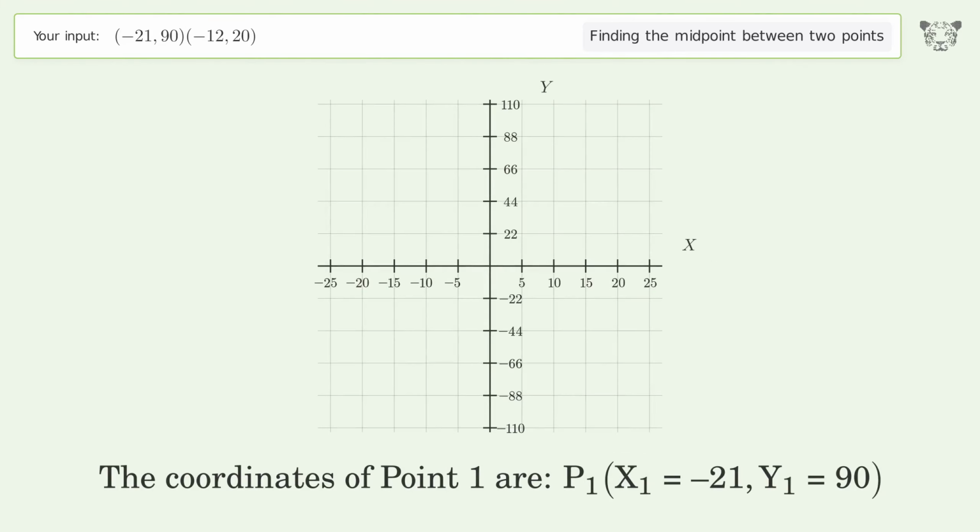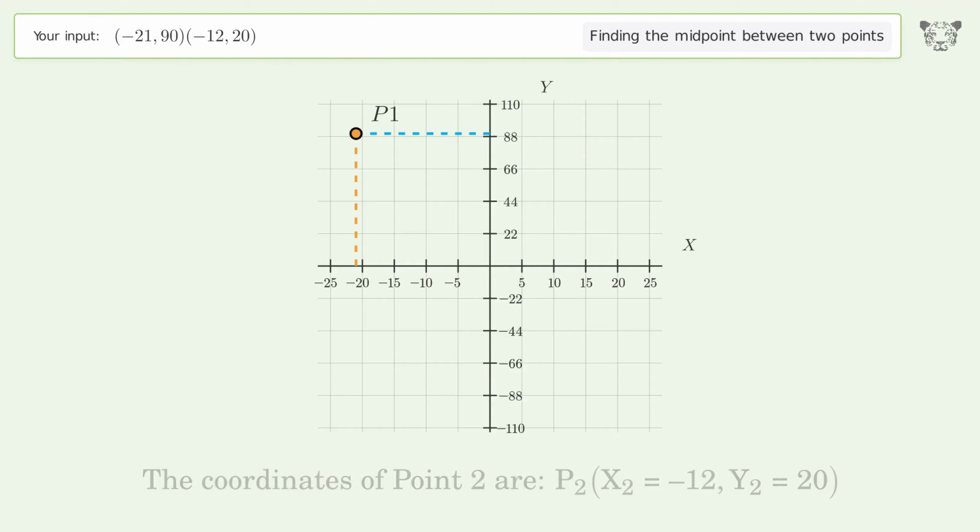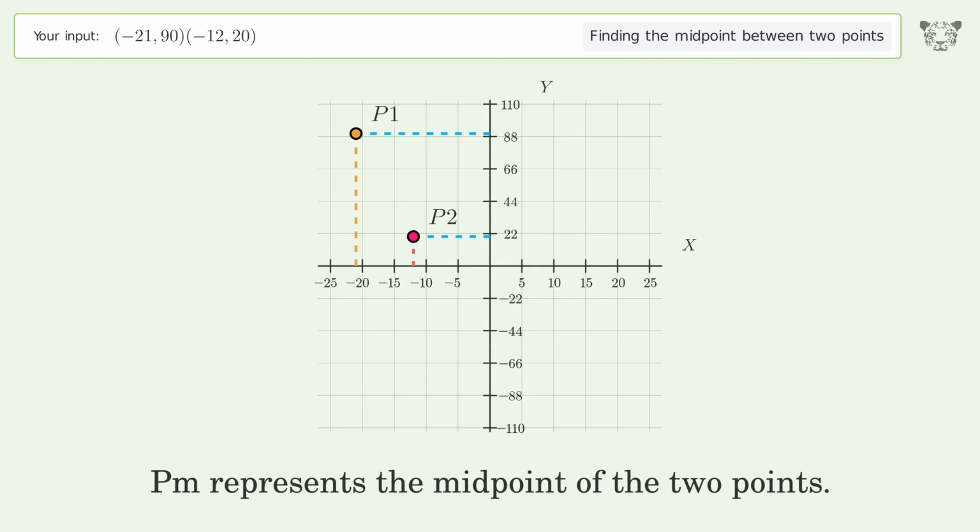The coordinates of point 1 are, x1 equals negative 21, y1 equals 90. The coordinates of point 2 are, x2 equals negative 12, y2 equals 20. PM represents the midpoint of the 2 points.